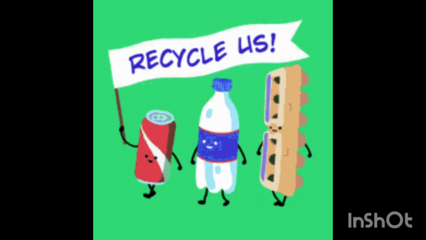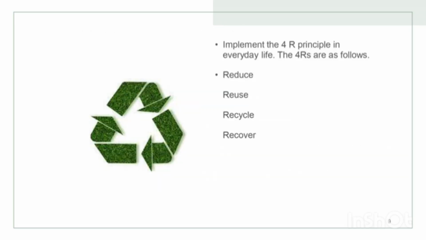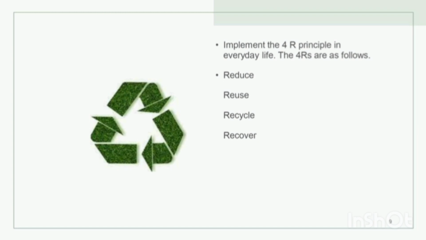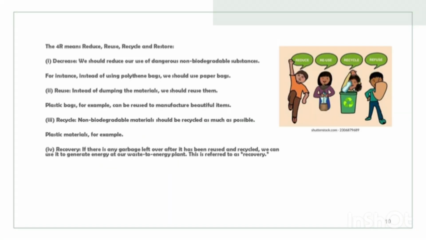Let us see the 4R. You must have heard about 4R, and you must have seen the symbols of 4R on many plastic bottles, right? So 4R is nothing but these four things: reduce, reuse, recycle and recover. Okay, let us see each of them. The first is reduce. We should reduce our use of dangerous non-biodegradable substances.